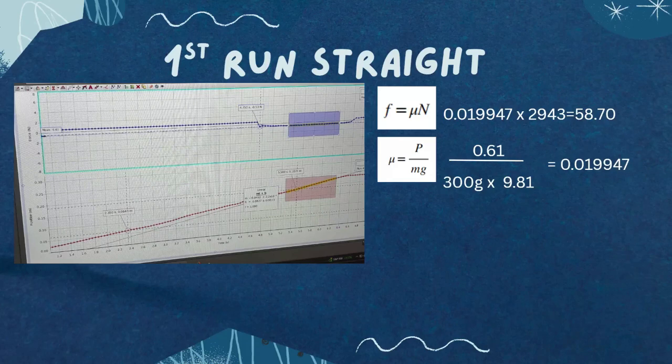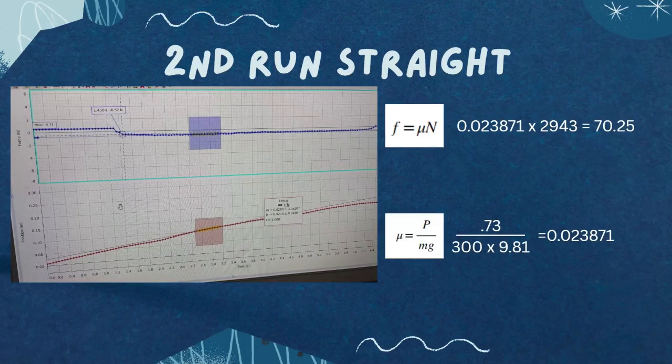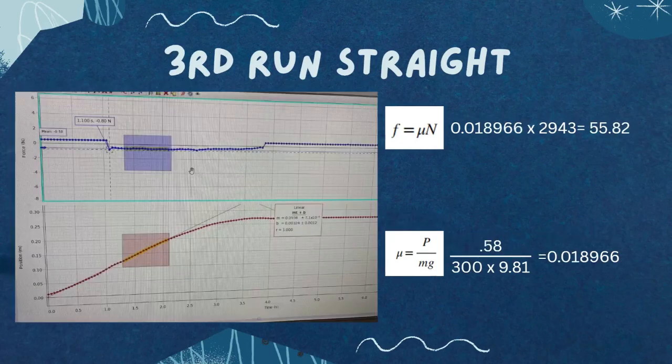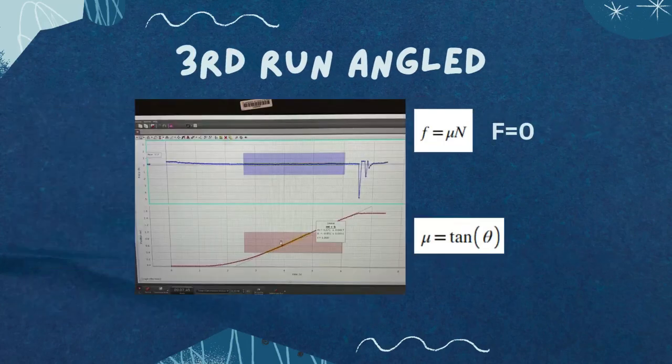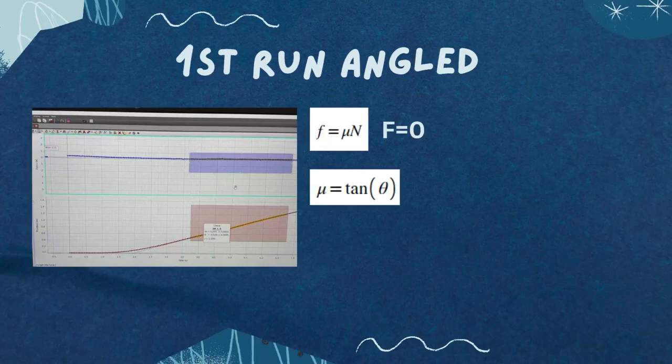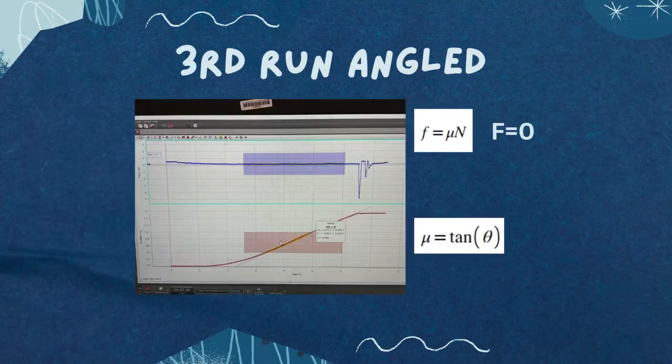For our first run on a straight surface, we calculated our force to be 58.70. And then our second run, which is also on a straight surface, we calculated our force to be 70.25. And for our third run, we calculated 55.82 for force. For our first, second, and third runs for angle, we actually calculated a 0 coefficient because the tangent equals 0 since there was no acceleration. And that is everything for Lab 9.